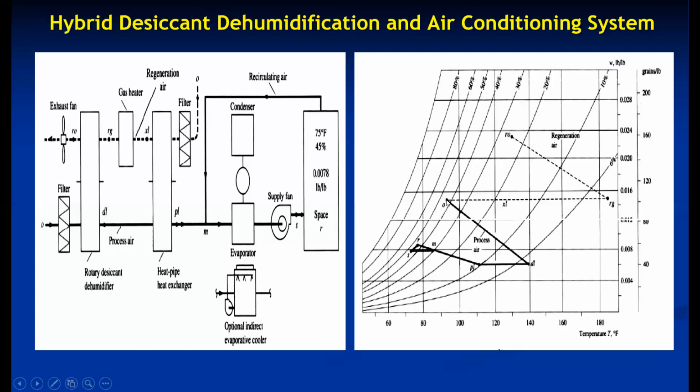Otherwise, without the desiccant wheel, that process would have been O to S, because this is the supply air. So this much enthalpy difference is reduced. So substantially, the energy is reduced with the help of this desiccant wheel, you can see. So we can also represent the process of reactivated air. This dotted line is reactivated air.